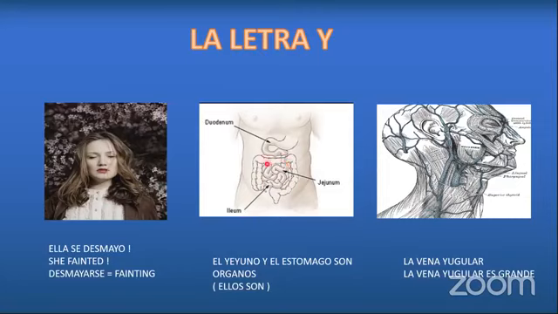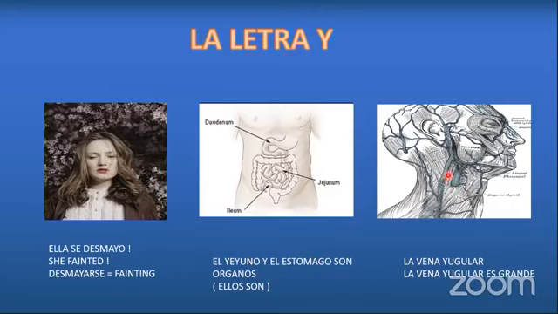Next one here, this part of the gut, the jejunum. In Spanish, we say el yeyuno, a little bit stronger. El yeyuno y el estómago son órganos. I am using son because I am talking about two items. Ellos son, they are organs. El yeyuno y el estómago son órganos.